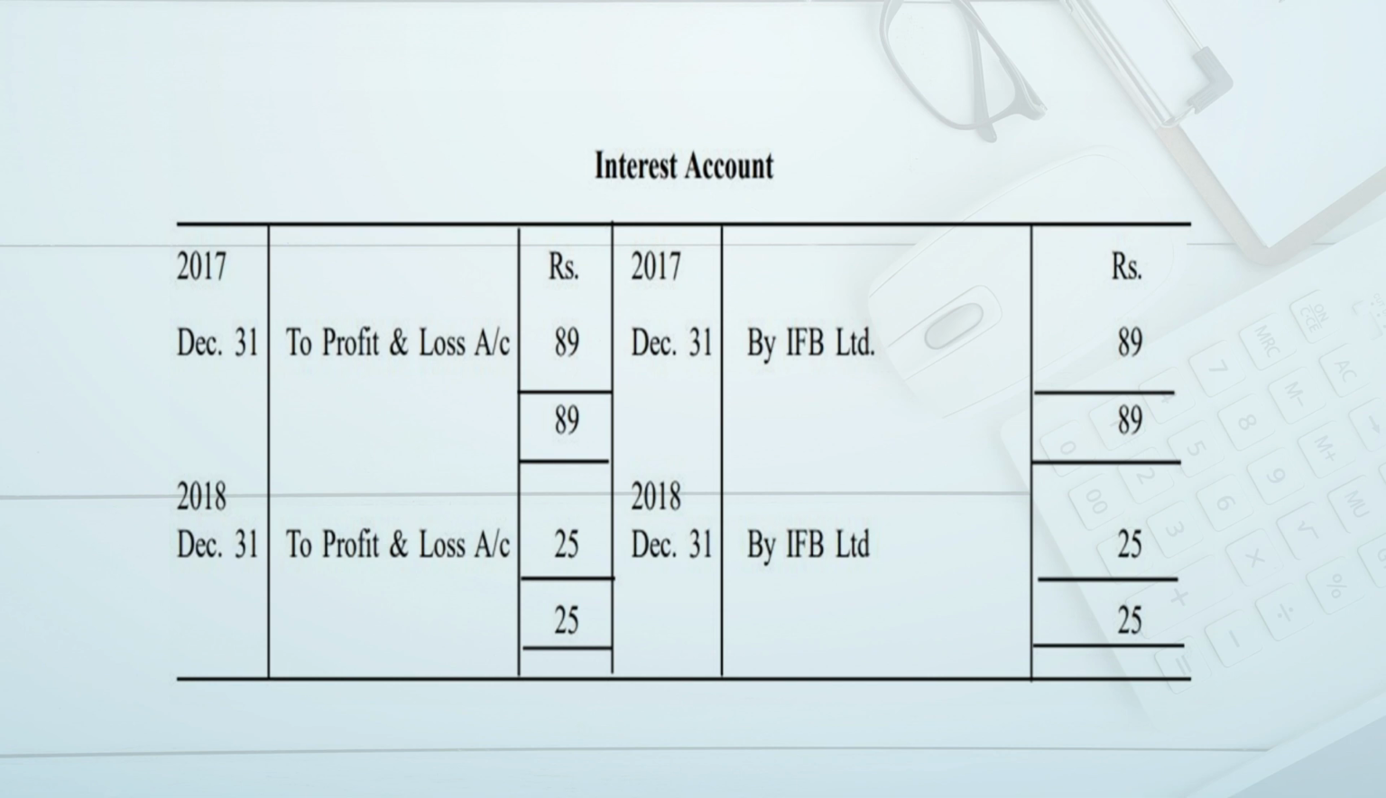Second year again by IFB Limited 25, to profit and loss 25. For us, the amount of interest is income. So the account of any income or gain is also transferred to the profit and loss account. Therefore the profit and loss account is written here.